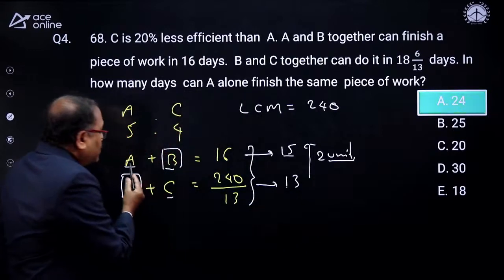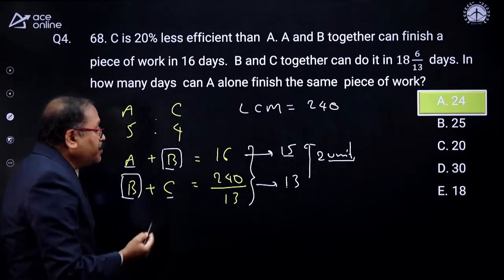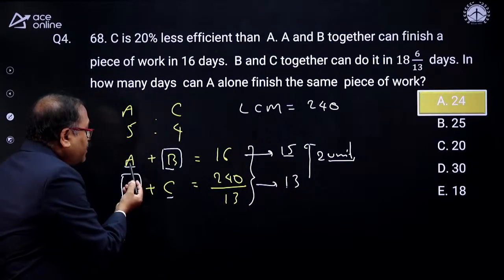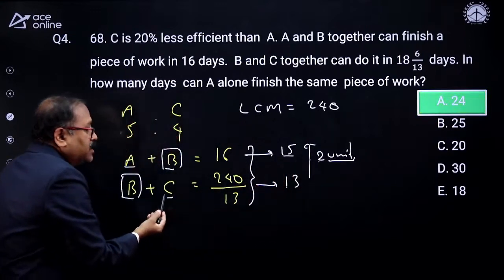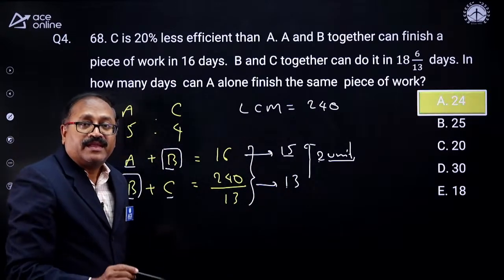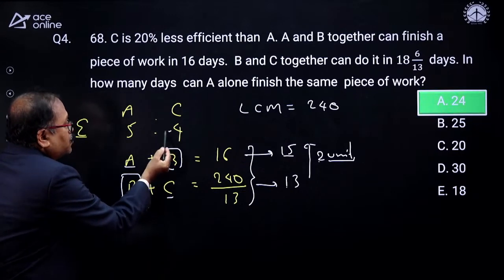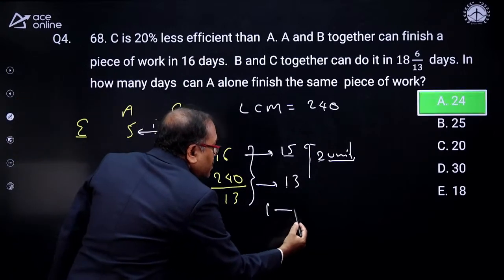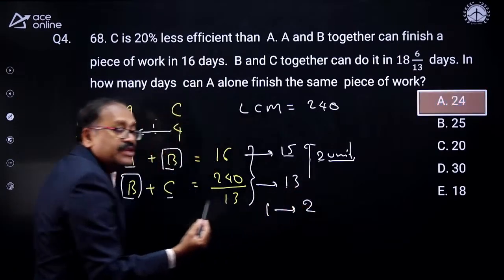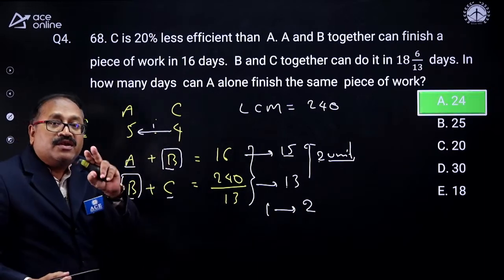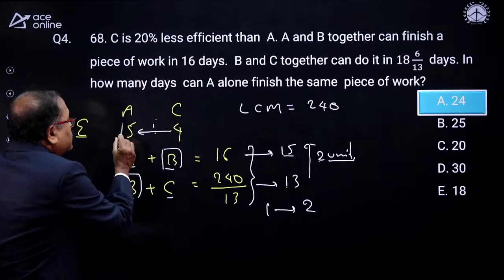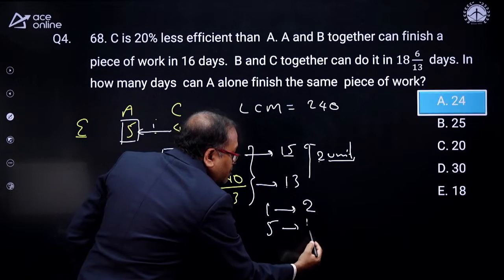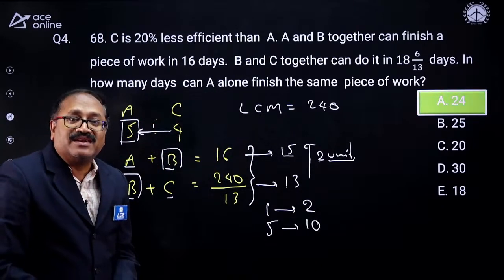That means A completes 2 more units than C. I repeat, A completes 2 more units than C in a day. And the efficiency of A is how much more? 1 more. When the efficiency is 1 more, he completes how many units? 2 units. 1 efficiency more, 2 units more. Then A has an efficiency of 5. If the efficiency is 5, then per day how many units will he complete? 10 units he will complete.